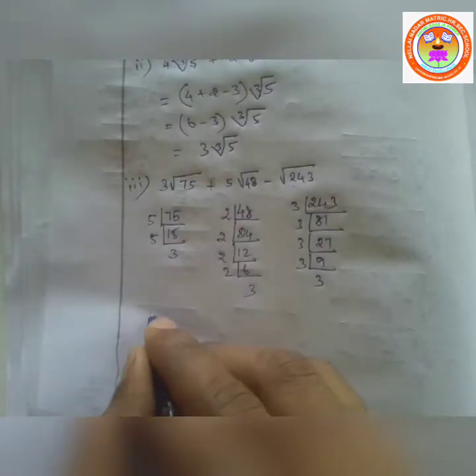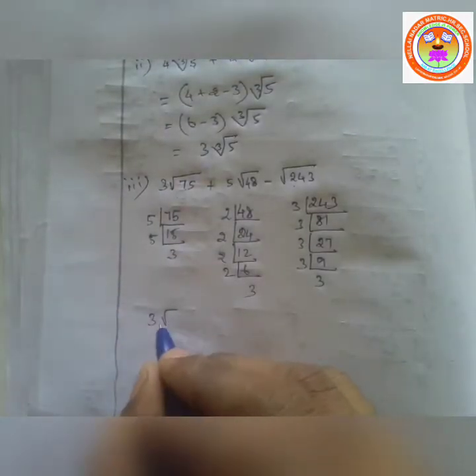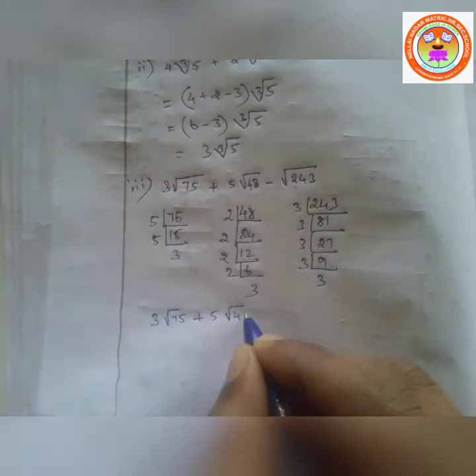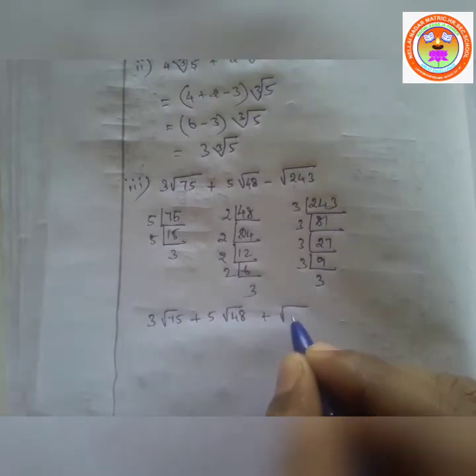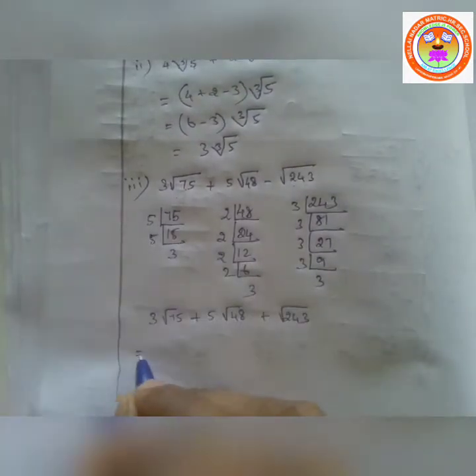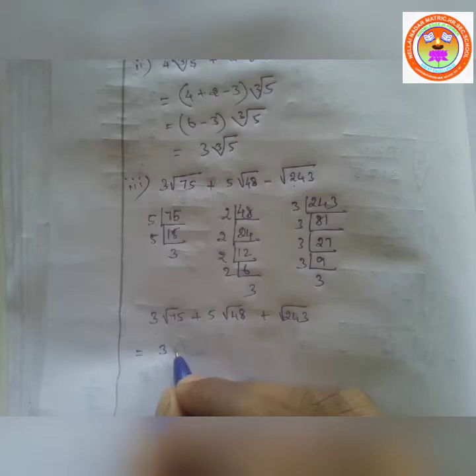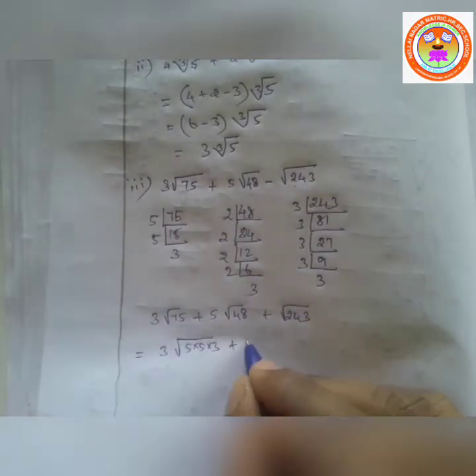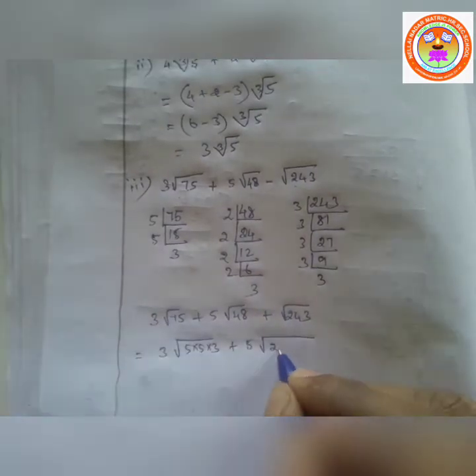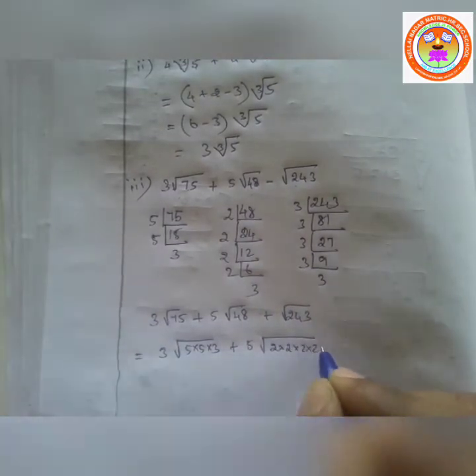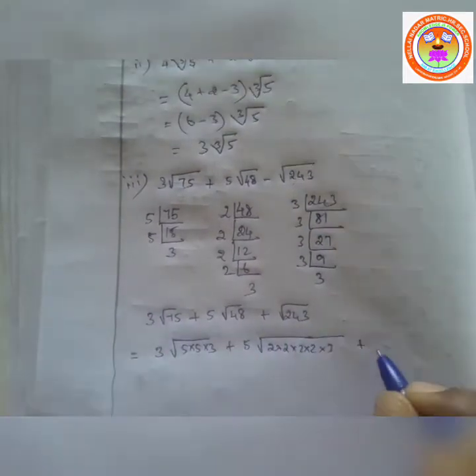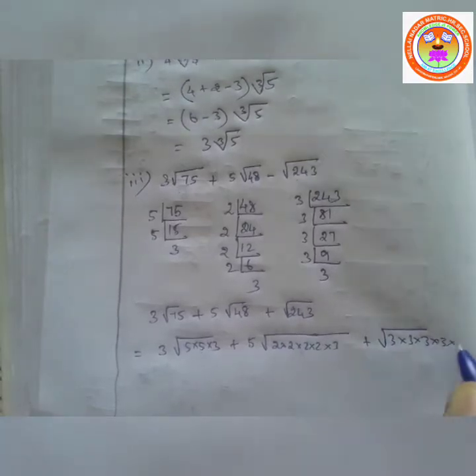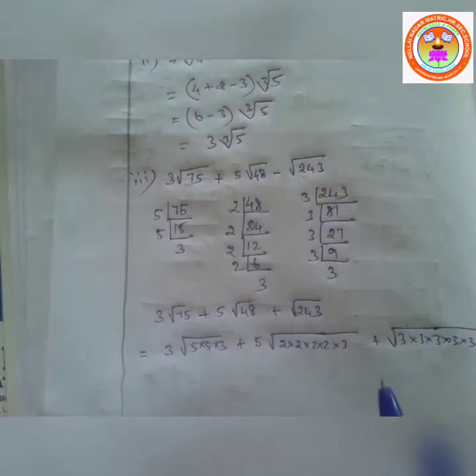Now this 3 square root of 75 plus 5 square root of 48 minus square root of 243 will become 3 square root of 5 into 5 into 3 plus 5 square root of 2 into 2 into 2 into 2 into 3 minus square root of 3 into 3 into 3 into 3 into 3. Are you able to understand?